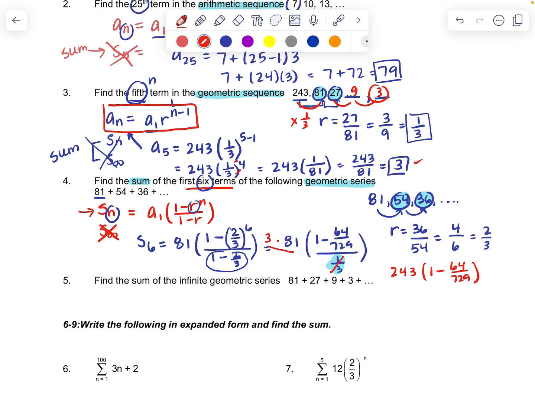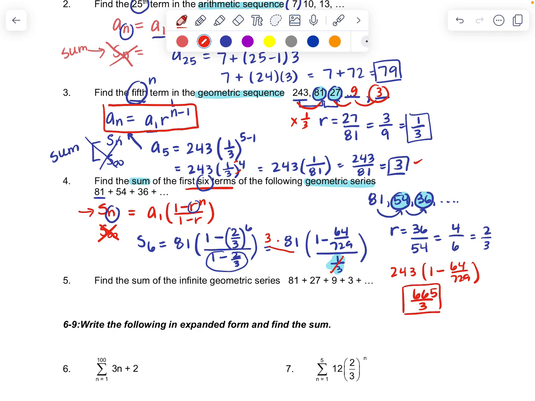Now let's see if my calculator can handle this. So I'm going to plug that in just the way I see it. 243 times 1 minus 64 divided by 729. Okay, so it gives me a crazy little decimal. Let's see if it'll change it to a fraction for me. Remember, to change to a fraction, you hit math, enter, enter. Yep, and it sure did. So you guys, this came out to be 665 all over 3.